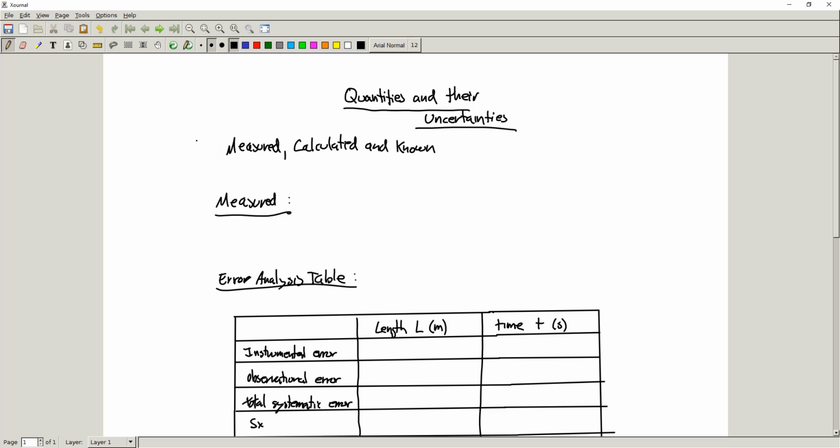Measured quantities to me are any quantity that we're actively measuring in the lab. So if we pull out a meter stick and we're measuring some length, that's a measured quantity. If we have a stopwatch and we're measuring some period of time, that's a measured quantity, and so forth, right? So how does this differ from other quantities? Well, I'm going to talk about calculated and known quantities afterward, but just when you're thinking of measured quantities, think of anything that you're actively measuring in the lab, okay?